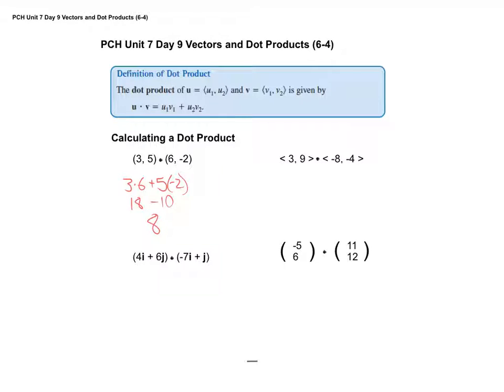Now we have 3, 9, negative 8, negative 4. So it's going to be 3 times negative 8 plus 9 times the negative 4. So negative 24 minus 36 is negative 60.